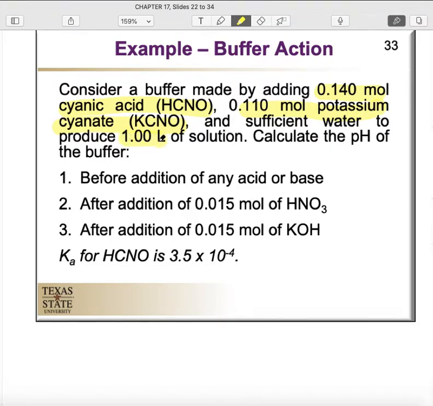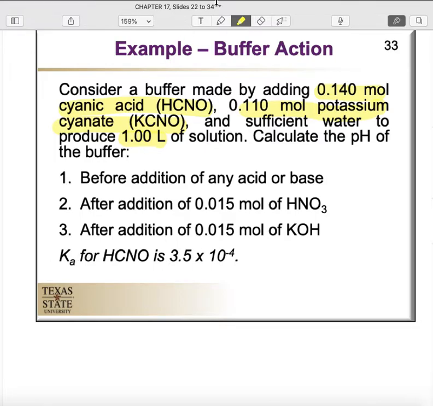Fine. So that means that I have number of moles, and if I divide them by the liters, I also have their molarities. The question is calculate the pH of the buffer before addition of any acid or base, after addition of some nitric acid, which is a strong acid, or after addition of some base, potassium hydroxide, which is a strong base. And we are also provided with the Ka for the cyanic acid right here.